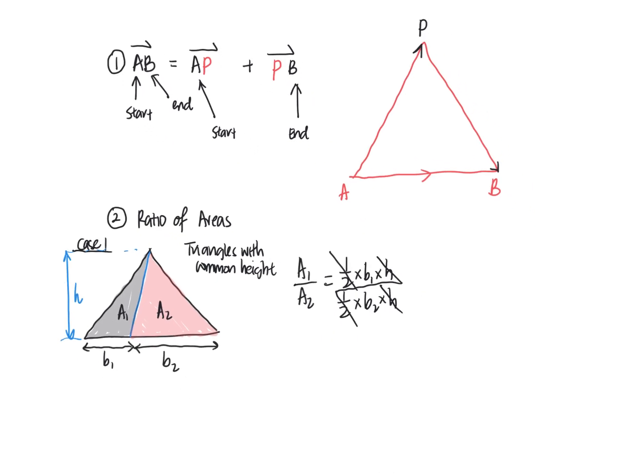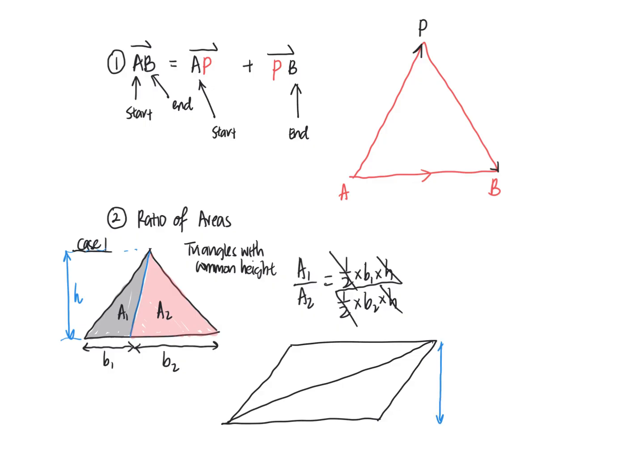And then we also agree that if we have a parallelogram, it is also triangles with common height, just that the two of them are inverted. So one of them is here.